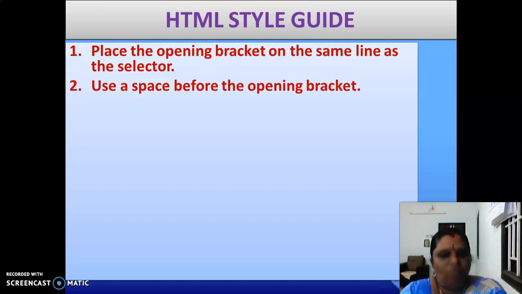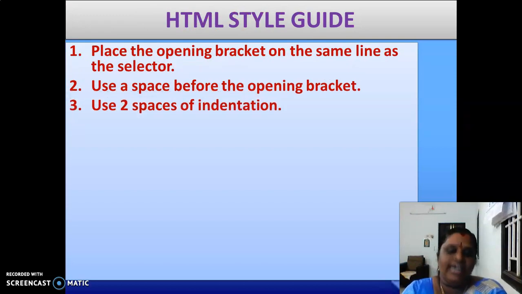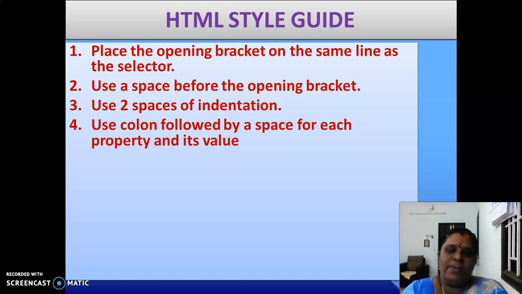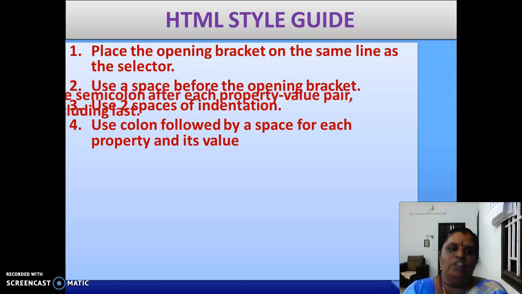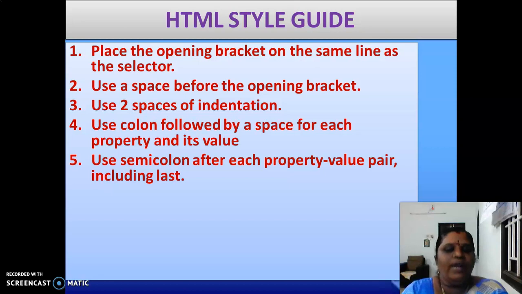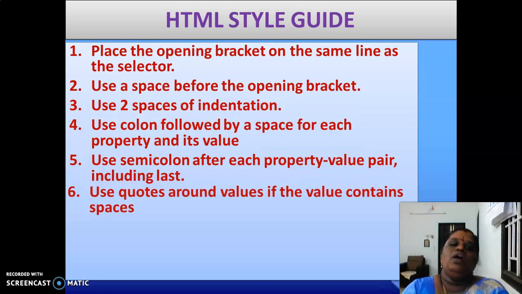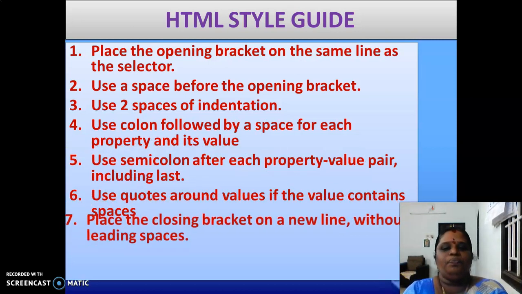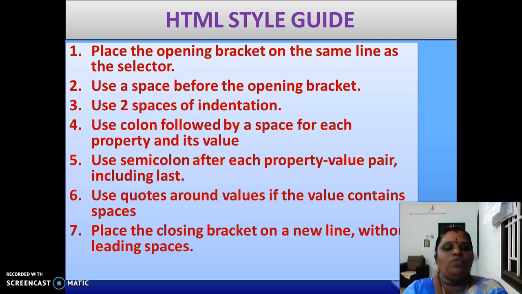Use a space before the opening bracket. Use 2 spaces of indentation for your declaration. Use colon followed by a space for each property and its value. Use semicolon after each property value pair, including the last. Use quotes around values if the values contain spaces. And place the closing bracket on a new line without leading spaces.